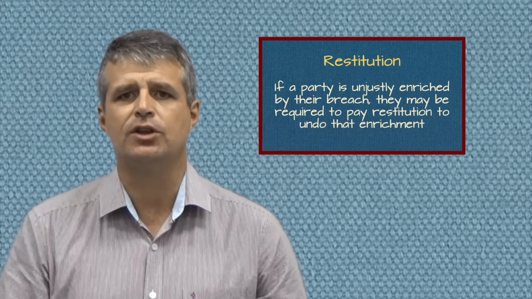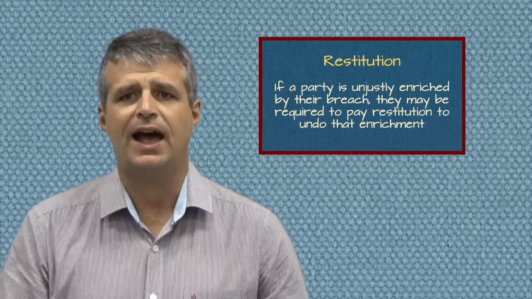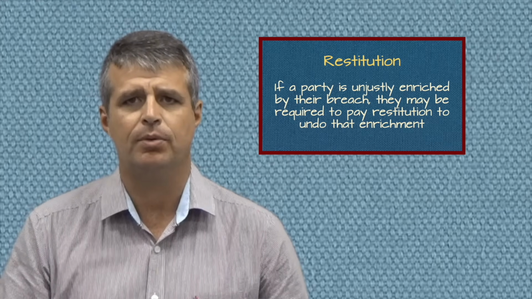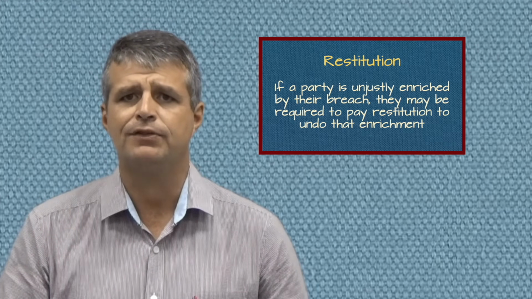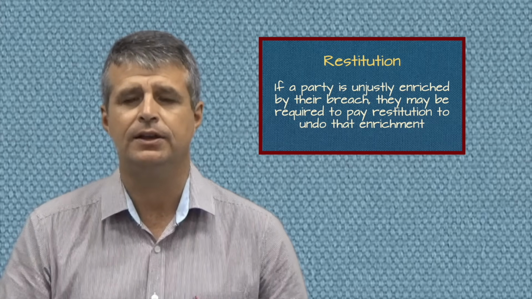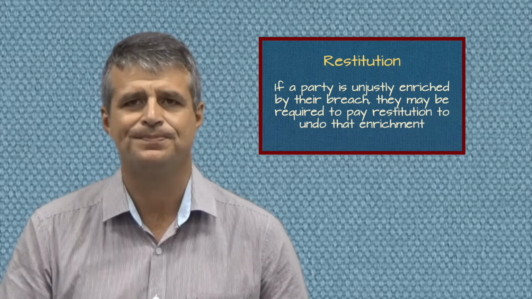A second type of remedy is what we call restitution. Restitution is based on the idea that if a person is unjustly enriched by their breach of a contract, they may have to pay restitution to the other party to offset that enrichment.